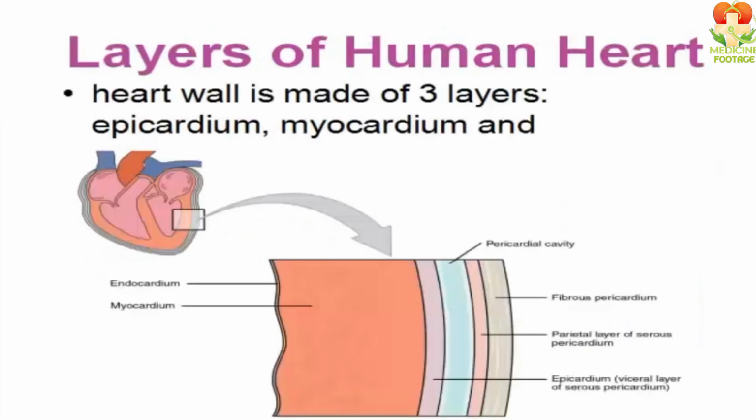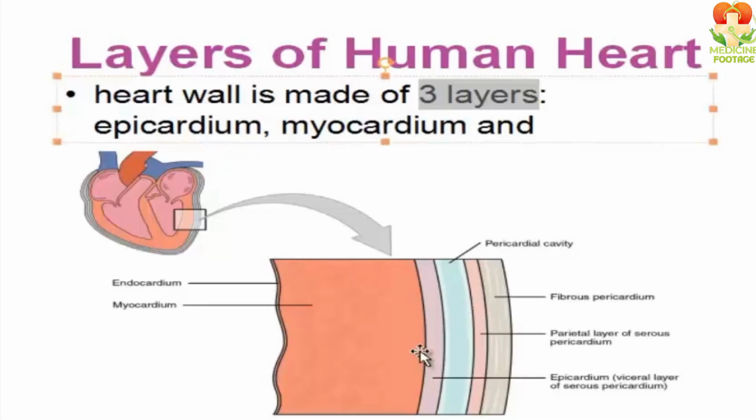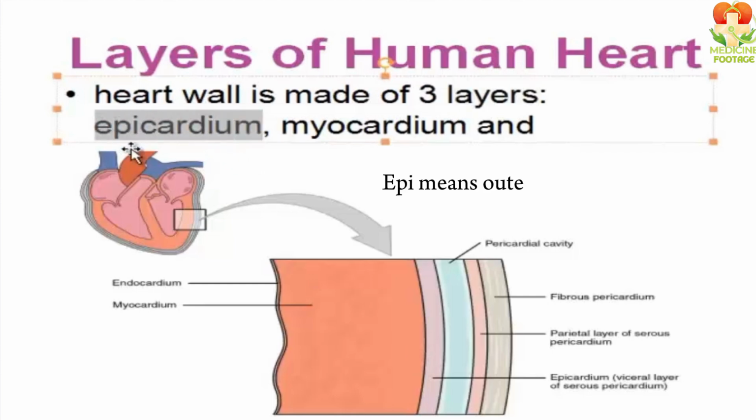Next, let's move on to the layers of the heart. The heart has three layers. In front of you is an illustration of the heart. If we examine the outer surface, this is the outer layer of the heart. Let's take a small part of this layer for examination. When we look at this section, we find three layers. The first is the outer layer, which is called the epicardium. Epi means outer or upper, and cardium means heart. So the outer layer of the heart is called the epicardium.